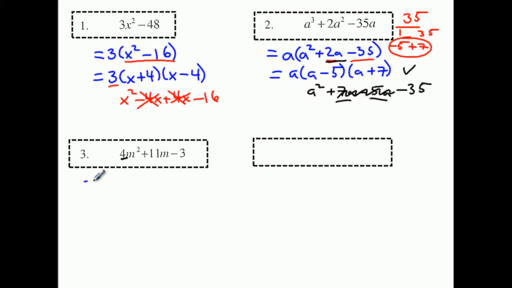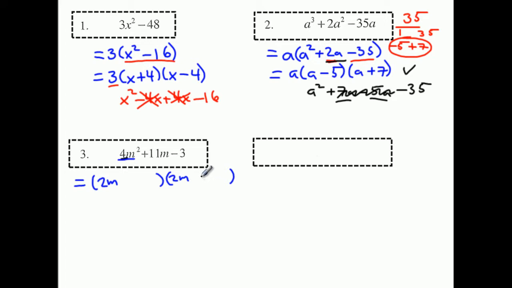So you can do either trial and error or the X factor method. So you can do trial and error with this question. You need two things to multiply to give 4m squared at the front end. So you can try 2m at the front of one binomial, and you can try 2m at the front of the other. So 2m times 2m will give you 4m squared, so that's fine. Now we need to find two things that will multiply to give negative 3.